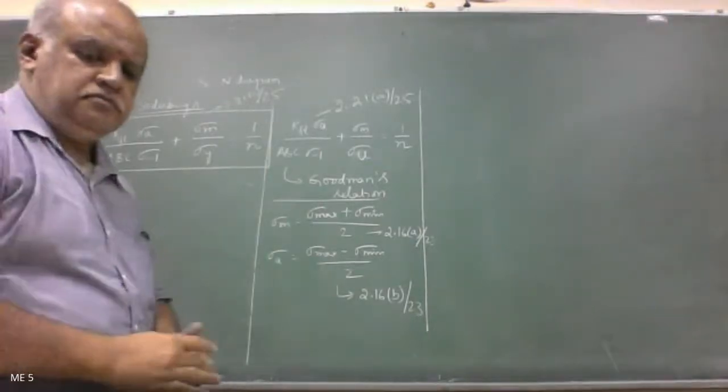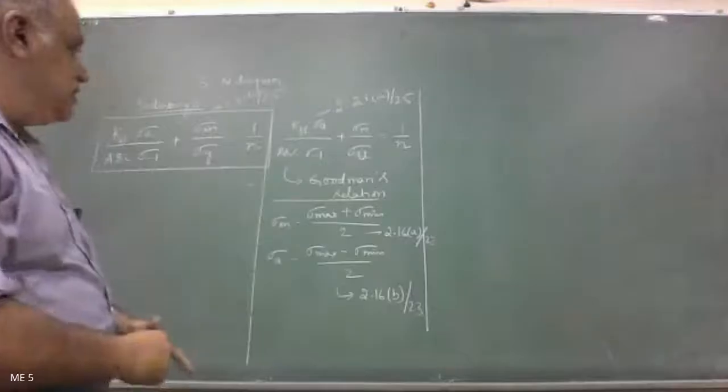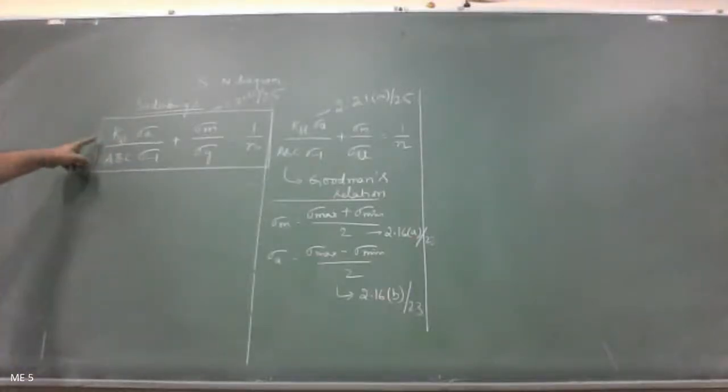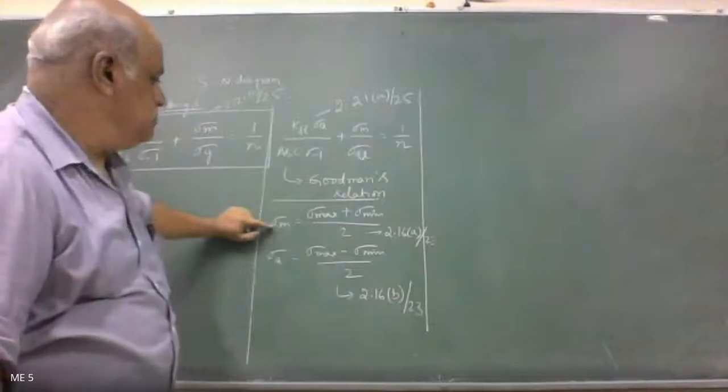Darshan, yes, sir. Please read the equation for the Soderberg relation. K_f times sigma_a divided by (a b c times sigma_minus-1) plus sigma_m by sigma_y equals 1 by n. Okay. Right. What is sigma mean? Sigma max plus sigma min by 2.